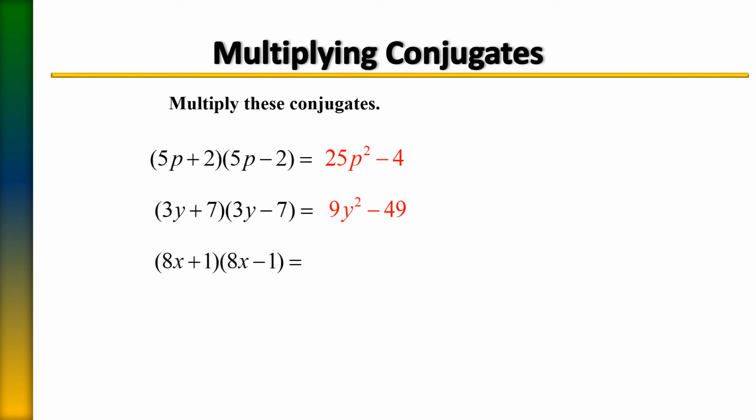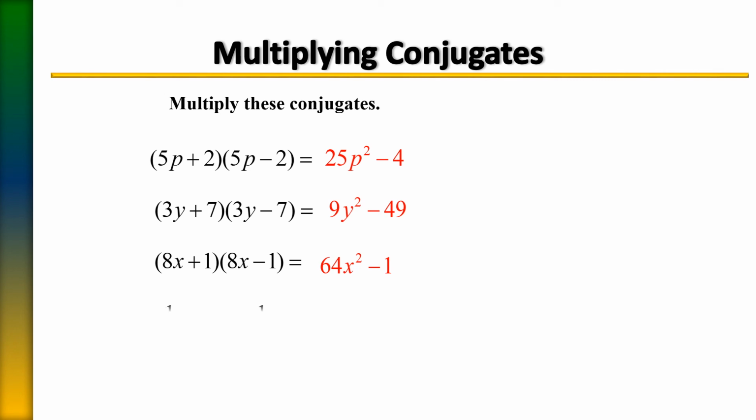Let's do another one. First with first, 8x times 8x, that's going to equal 64x squared. Let's multiply last. Positive 1 times negative 1, that's negative 1. So the answer is 64x squared minus 1.